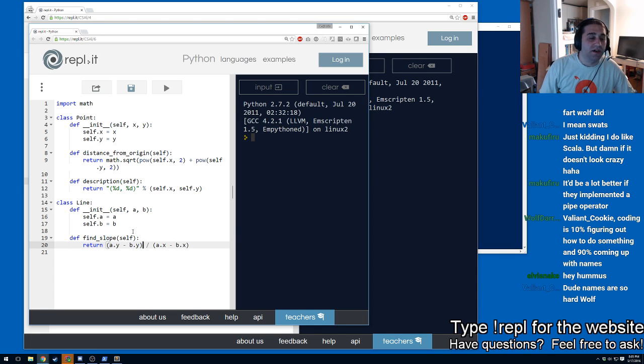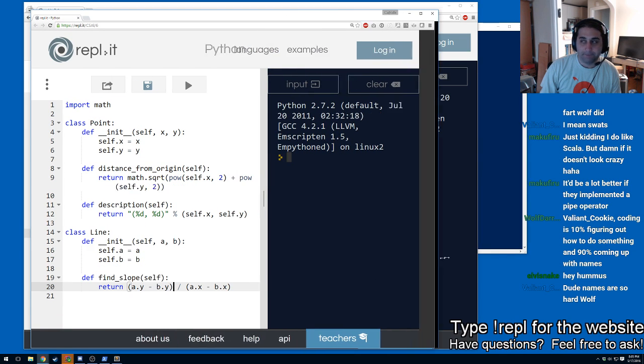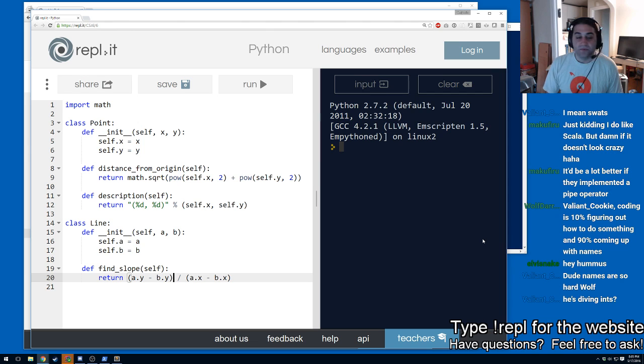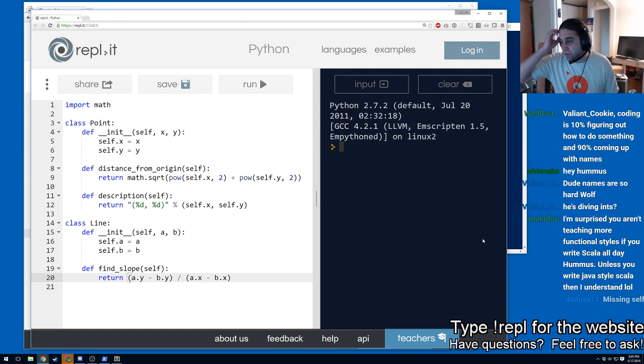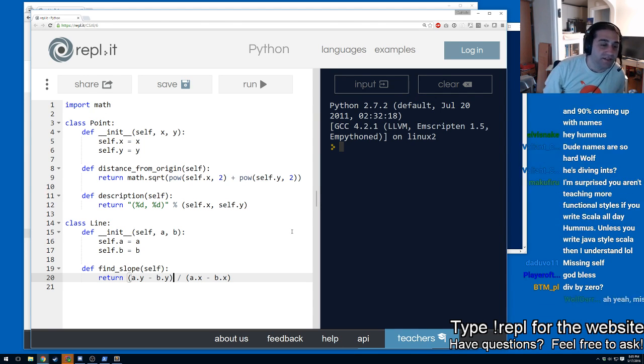And then find slope. Oh, there's a bug. Wolf Darrigan, you have a bug. Who can find Wolf Darrigan's bug? I'll zoom in a little bit so you can see more code. Wolf Darrigan, it's not a compiler error, but you will crash. No. So yeah. All right, Daduvo's got it. So, I mean, yeah, the big one.